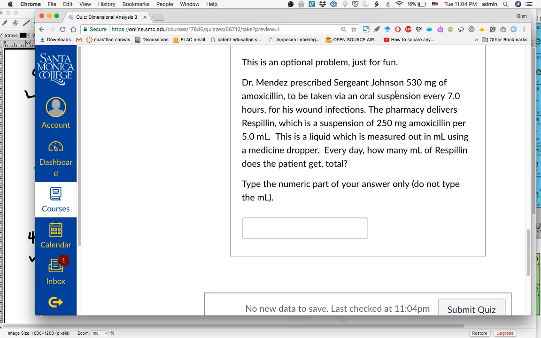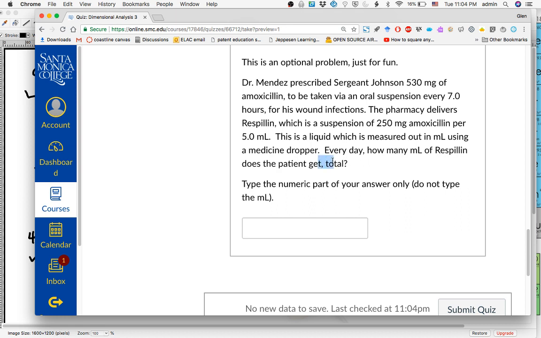It's in milligrams, but you don't feed the patient oral suspensions in milligrams. You feed them in milliliters. They come in like a dropper. Do you have a baby? I have a baby, so I know when the baby's sick, you don't weigh out the medicine in milligrams. You can't do that. You suck up the medicine in this medicine dropper, and it has markings on it for milliliters. So that's what they're doing here. This is a liquid, which is measured out in milliliters.